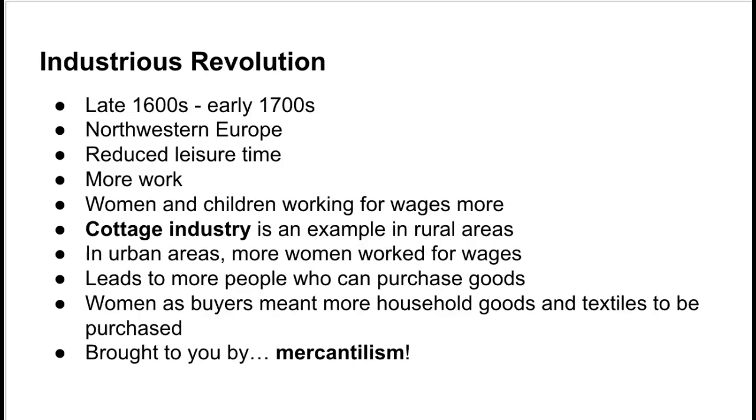So this leads us to what we want to call the industrious revolution, right? So we have things like the cottage industry. We have things like the putting out system. In Northwestern Europe, people were working more, right? There's less leisure time. Women and children are part of the wage earners, being wage earners in rural families. And likewise, with the rise of urban environments, more women are working for wages there as well. This leads to people who can buy more purchased goods. Women as buyers meant that more household goods and textiles could be purchased. And mercantilism is really helping with this whole system.